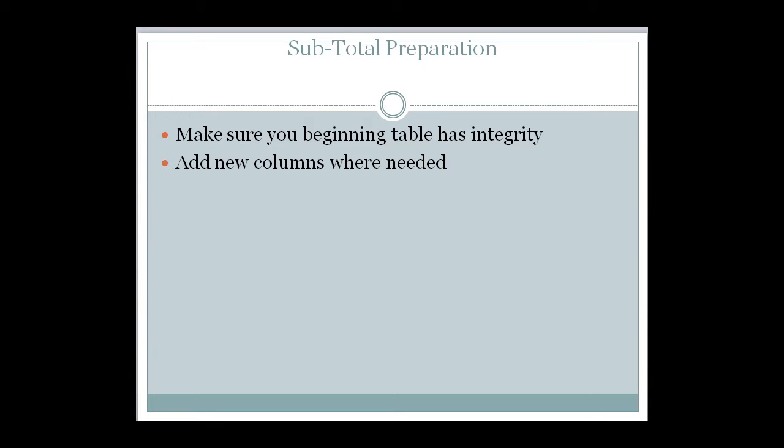When creating the tables, you want to make sure that your beginning table has integrity. By that I mean that there's a row label above each column, a column label above each column, and that there is no blank column. Anytime there's a blank column, you should either put a name in the title column or delete that column. And the same goes for the rows. You want to be sure you have no blank rows.